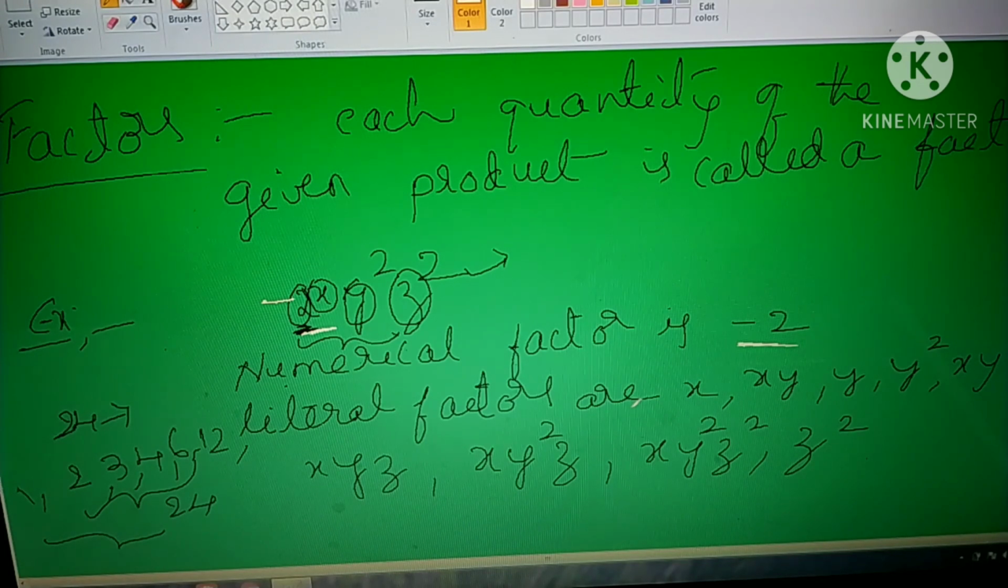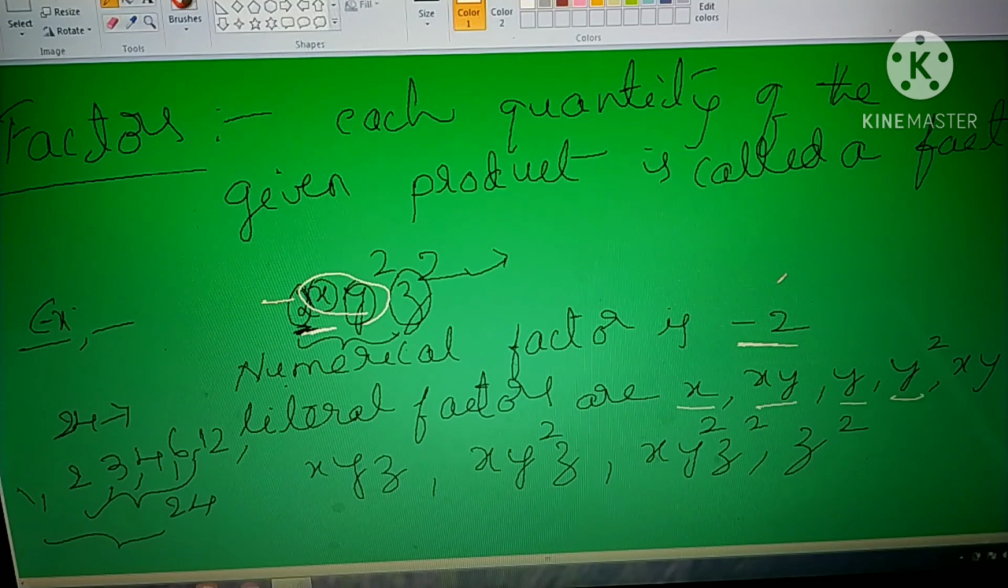Now we will see literal factors. That means variables. How many variables here? X, y square, z square. So I already wrote the numerical factor. Now I will write literal factors: x, y square, z square. So x is one factor. Again x into y is also there. xy is a factor. Now coming to this, y is a factor. After that, y square is a factor. Now this complete xy square is a factor.